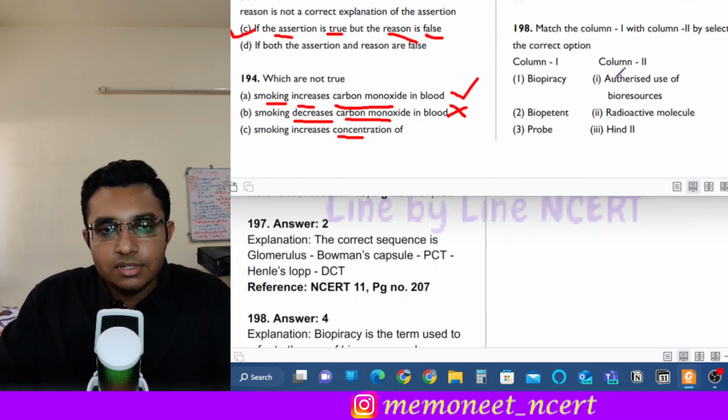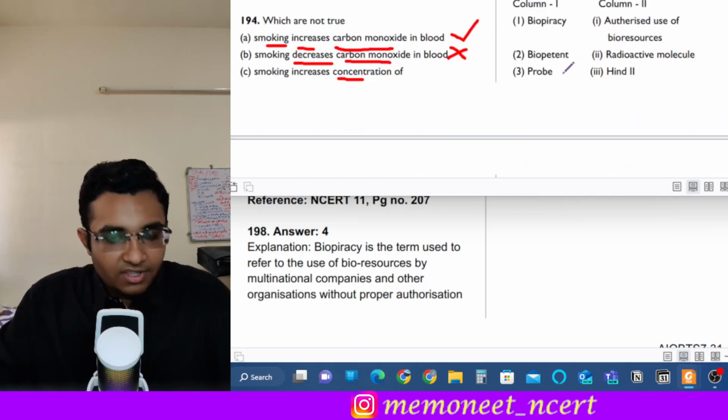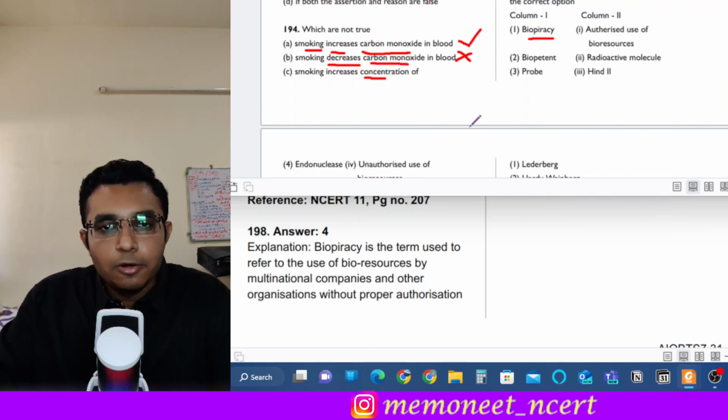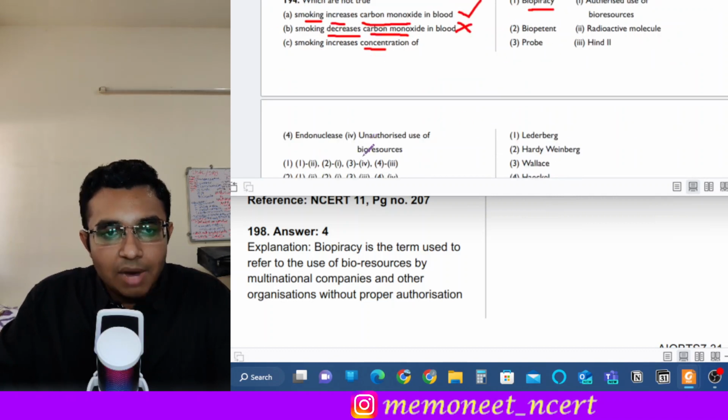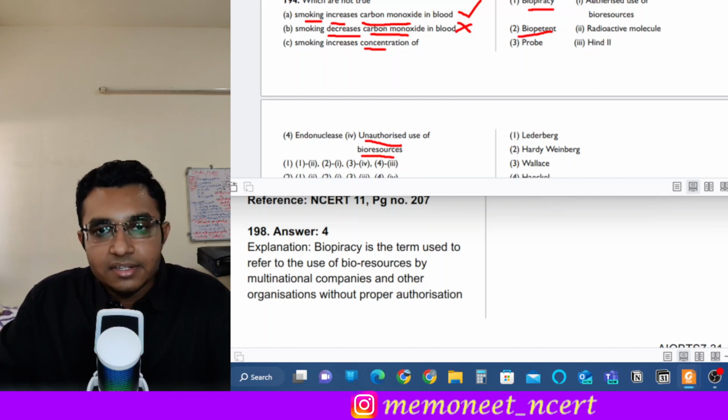The next question is question 198. Match the column 1 and column 2. Okay. So the column 1, the first option is biopiracy. Now, what is biopiracy? Biopiracy is using the bioresources in an unauthorized way. Okay, so the first goes with 4. Biopiracy means unauthorized use of bioresources. Next is biopatent. What is biopatent? So biopatent is an authorized use of bioresources, right?